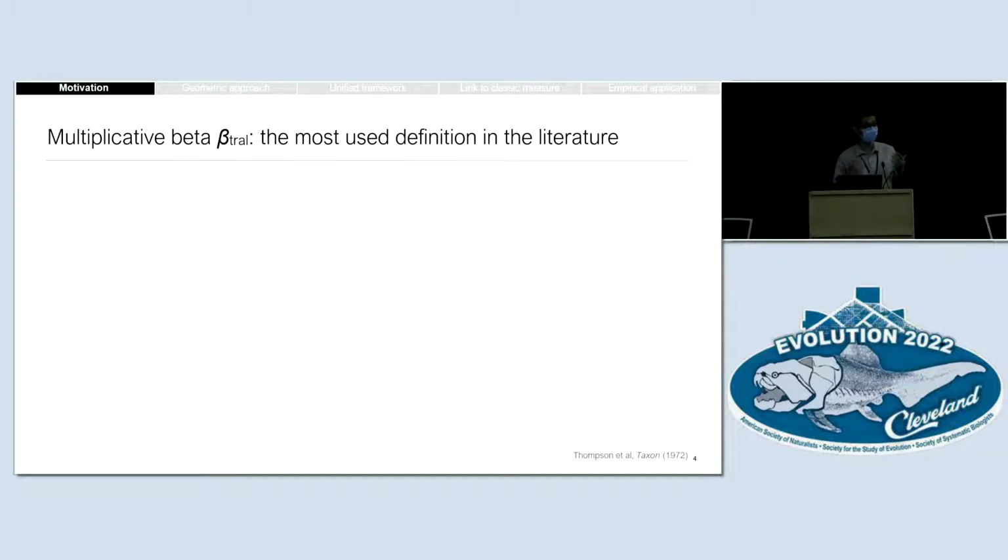For those of you who are unfamiliar with the concept of beta diversity, here I introduce one of the most used definitions in the literature to give you a taste of how ecologists have been approaching this question. This measure is known as multiplicative beta, which here I simply term beta traditional. It's simply the ratio between the regional diversity over the local diversity.